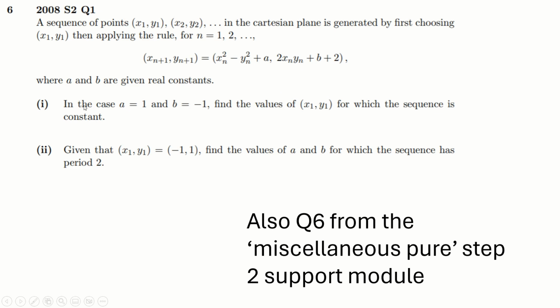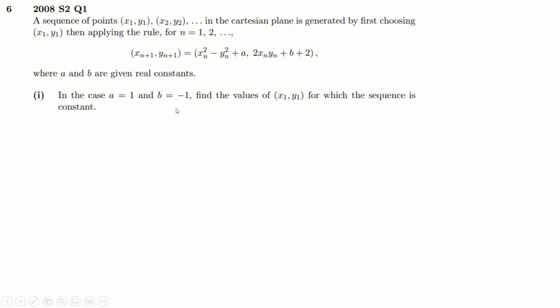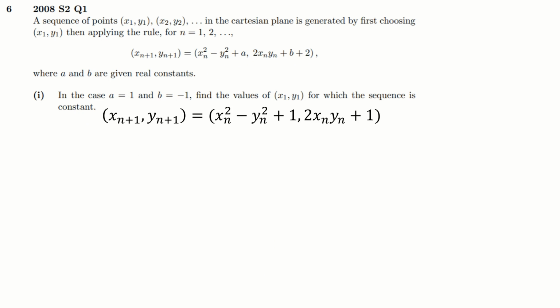In part 1, we're told a is 1 and b is -1. So all of this clears up to be this, with a is 1 and b is -1. -1 plus 2 is just 1. And we want to know when the sequence is constant. For a constant sequence, x1, y1 is going to be equal to x2, y2, which is going to be equal to x3, y3, and so on.